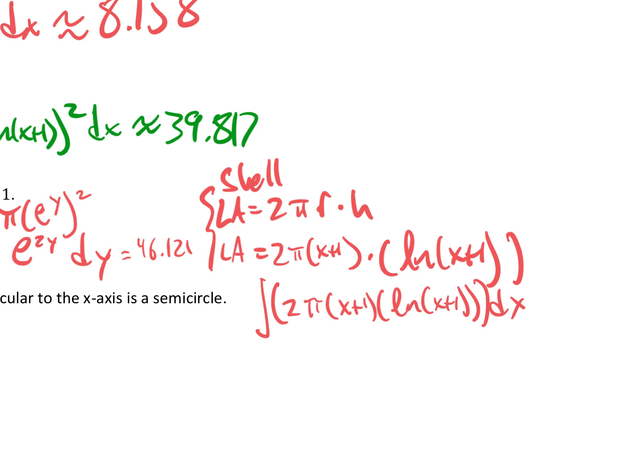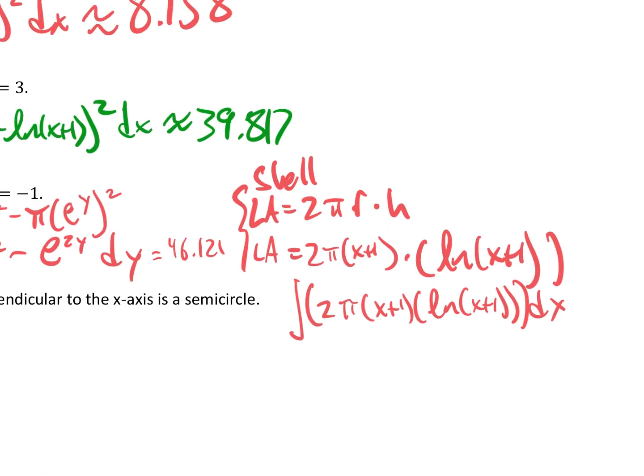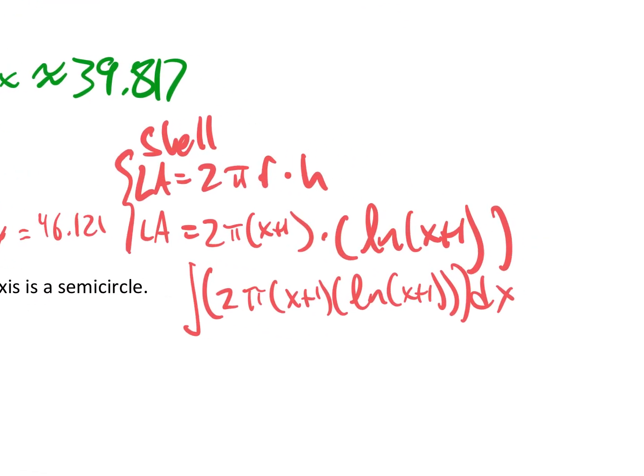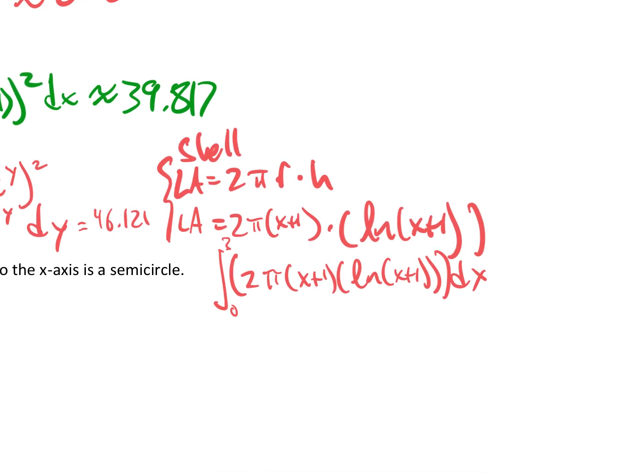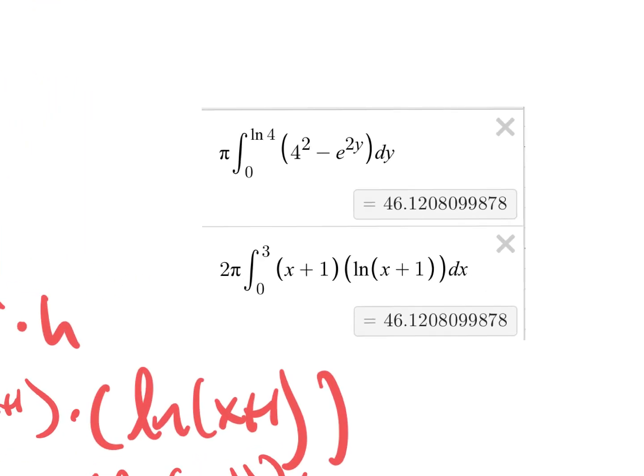So anyways, now what are our bounds here? Well, the bounds are x values. So we're picking an x value, and that determines the shell. So the x value is going from 0 to 3. So we don't have to do any of that weird converting. The x values are just going from 0 to 3, and that's it. And if we enter this in our calculator, hopefully we'll get 46.12. And there's a little screenshot for you. It does get the same thing.